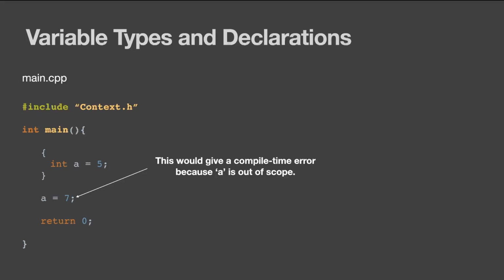But if we had this scope defined by these curly braces, and then we declared a variable called A, and then we tried to reference that variable outside of that scope, then this would give us a compile time error because A was not defined in that scope. Once you leave a scope, then the variable is no longer defined.